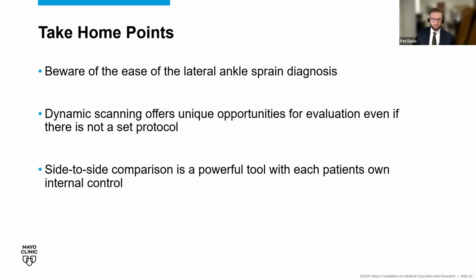Dynamic scanning offers a unique opportunity for evaluation, even if there's no set protocol. Certainly, there's no protocol for the bowstringing exam that I had mentioned previously, but understanding the underlying anatomy and the function of that retinaculum can help you to build a dynamic exam that helps you to better assess those underlying structures and their function. And finally, side-to-side comparison is a powerful tool. Each patient comes with essentially their own internal control for most things. So take care in ensuring that you measure and evaluate at the same level, but this can be an incredibly useful tool in order to better evaluate underlying structures and compare to an internal control.